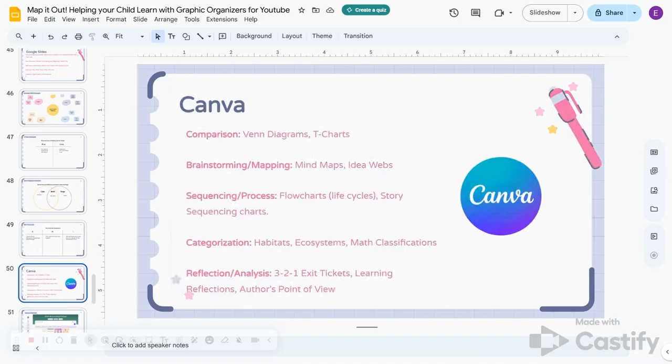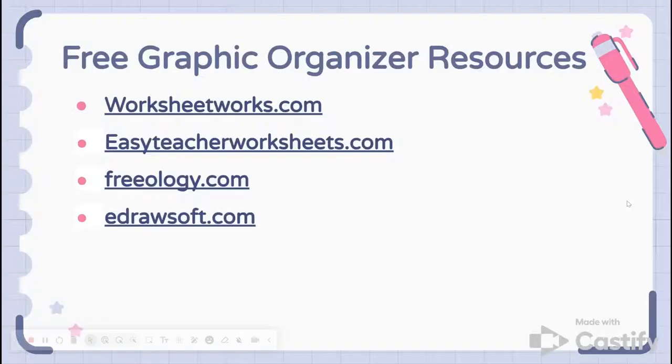At Sequoia Grove Charter Alliance, our schools have access to Canva via our student accounts. There are also free graphic organizer resources on the following websites: worksheetsworks.com, easyteacherworksheets.com, freeology.com, and edrawsoft.com.